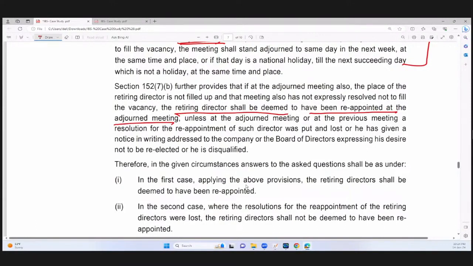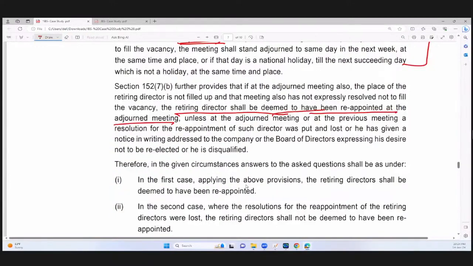Okay, but what happens if some other director is appointed or some resolution has been put forward for replacement? Then in that case, the retiring directors shall not be deemed to be directors. But in case no resolution has been passed for the other directors and the said item has not been discussed, then the retiring director shall be deemed to have been reappointed.